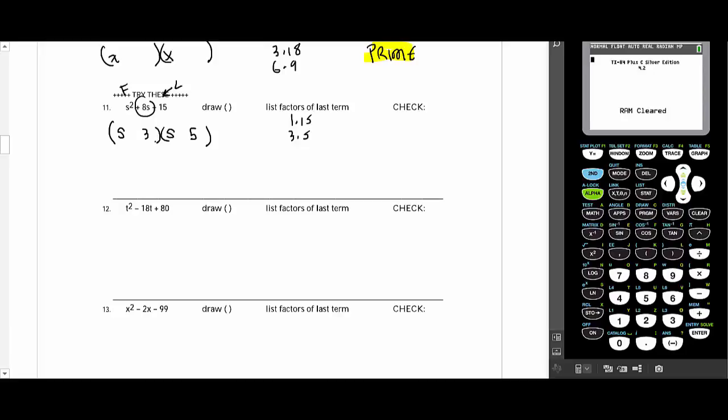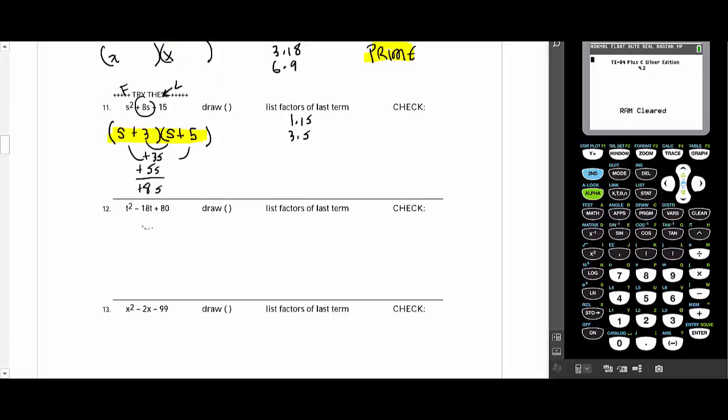Just 2 positive numbers, right? So that's a 3s, that's a 5s. If you're going to get a plus 8s, just have 2 plus signs, okay, like that. Okay, and then that would be the solution to your problem right there, okay? Check if you want, okay? At least get to a point where you can check in your head, okay?